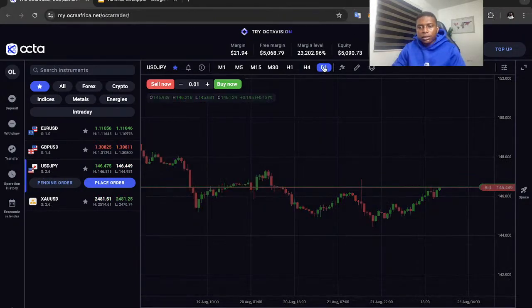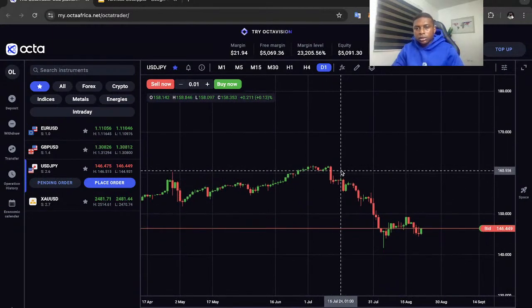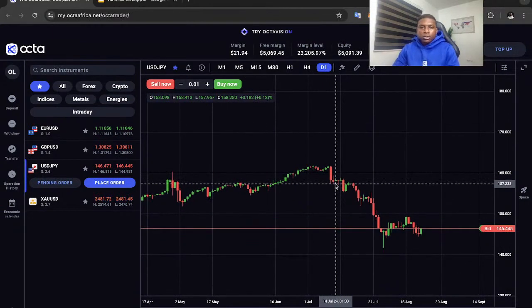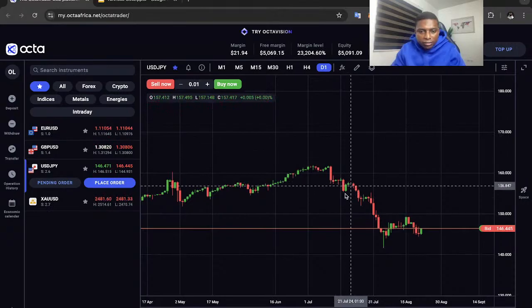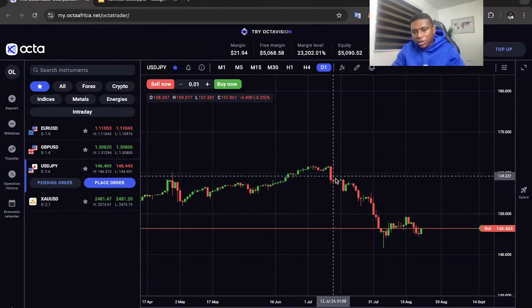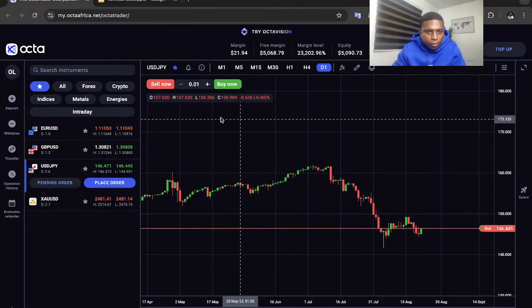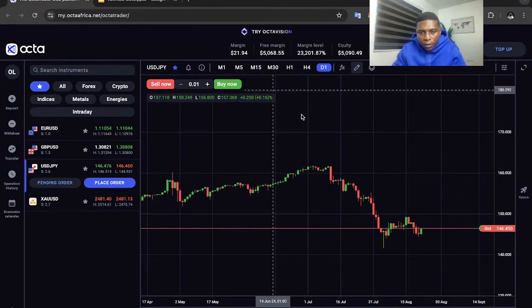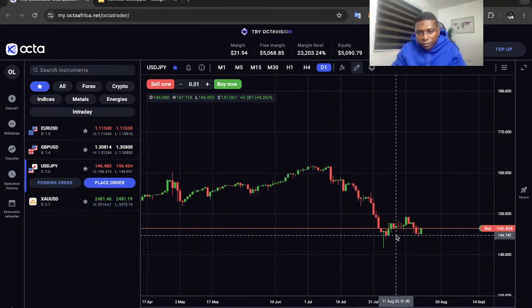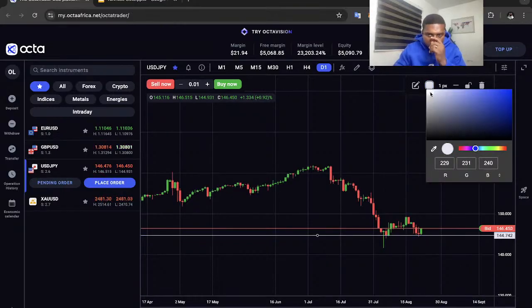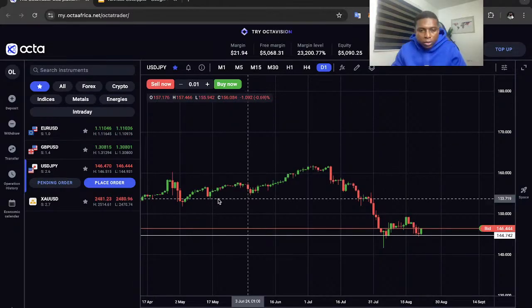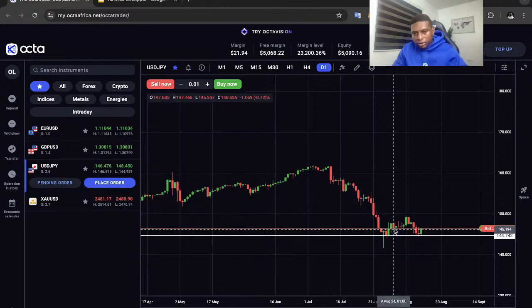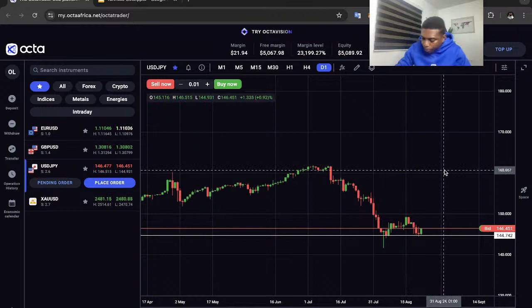Now let's look at the USDJPY from the daily time frame. Here on the USDJPY daily time frame, we can see that there's been a consistent downward momentum up until this level. We can see how price has been fighting on this level to push back up. It's been a serious issue for price.